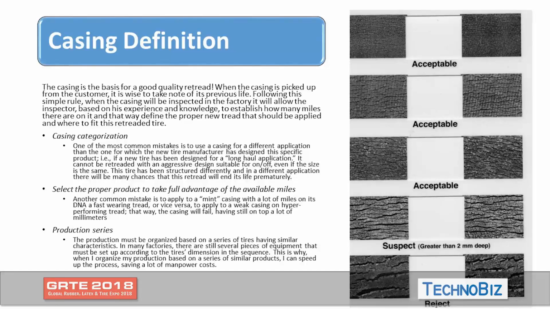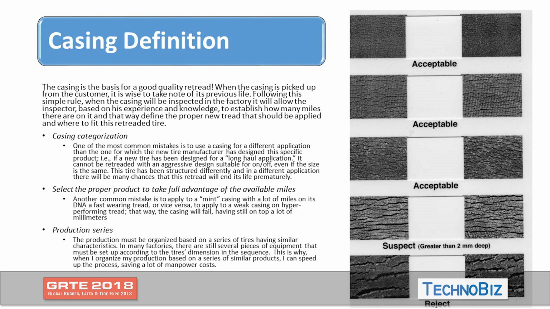So we start from the first point, number 1, which is the casing categorization. What it means is that many times, walking through a retreading factory, I have seen that the retreaders were totally disconnected from the salespeople. It means that they were building a very economic tread on a fantastic casing, or on the contrary, they were building on a poor casing with a very expensive tread. In both cases they were wrong.